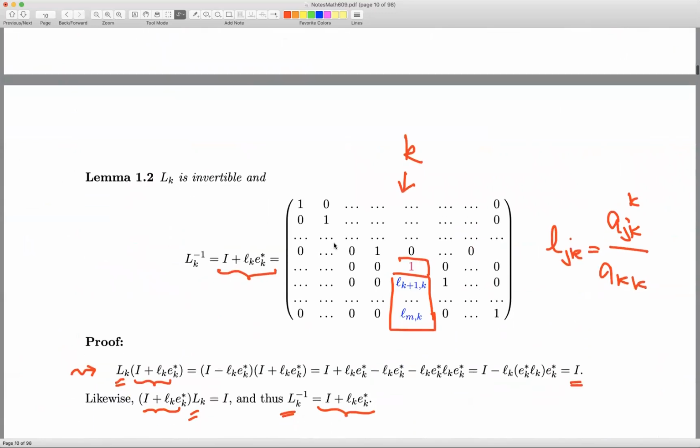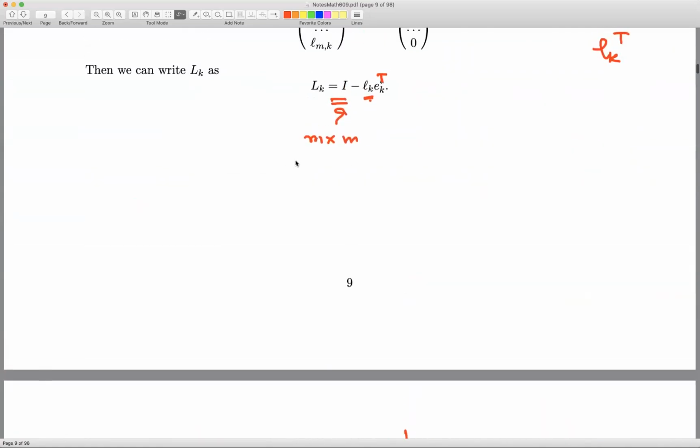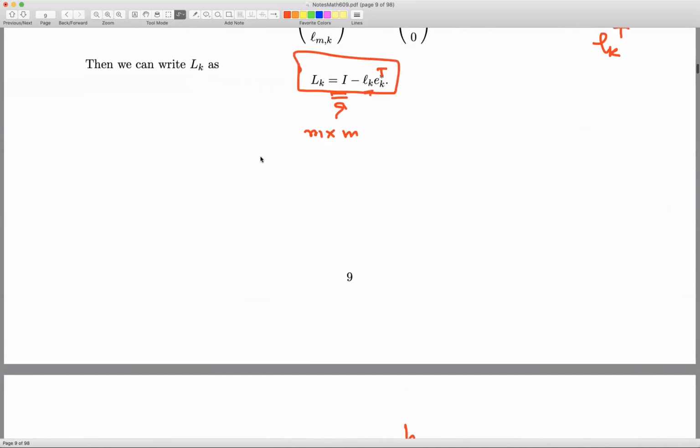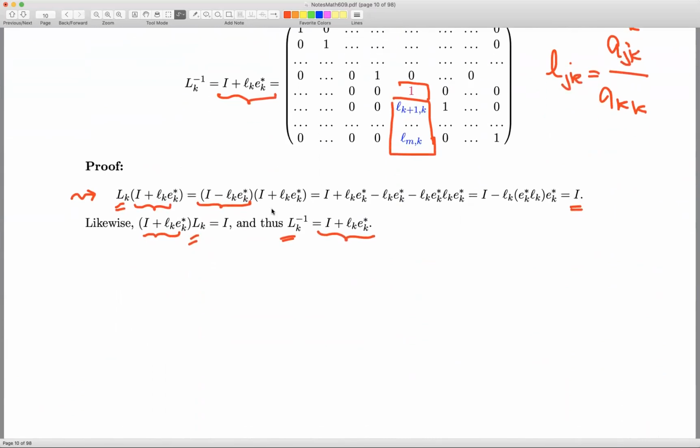To continue our proof, let's look at this product here. And let's write down the formula for our matrix L_K, which we saw here, since there is another convenient way to represent the matrix L_K. And now do the matrix multiplication. I times I will give us I. Then we have I times L_K E_K star is this term. Then we have minus L_K E_K star times I, which will give us this term. And then we have the multiplication of this term with this term.